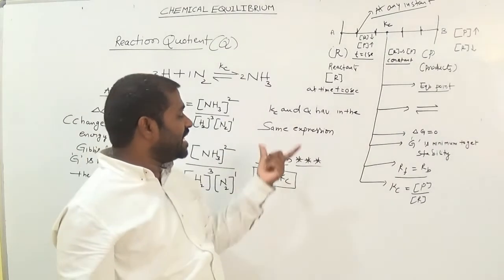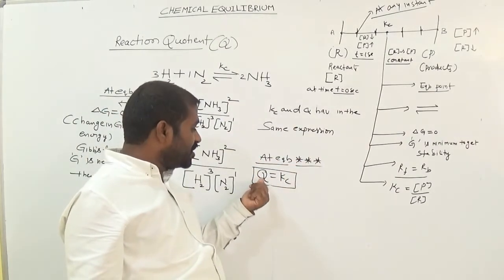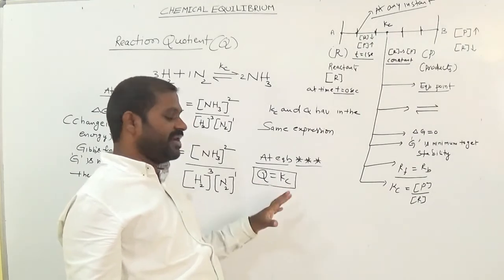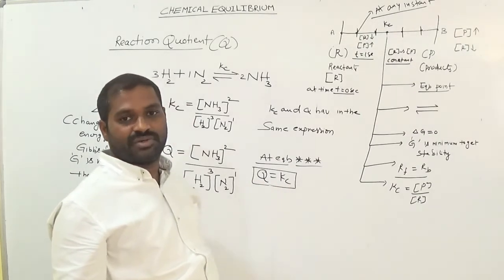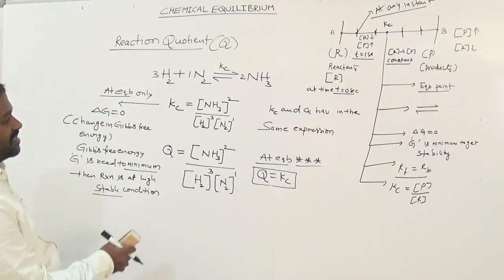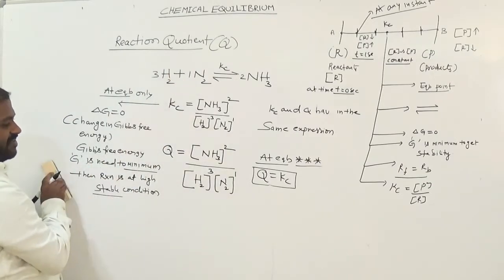Exactly at equilibrium, what happened? Q becomes Kc. Otherwise, Q does not equal Kc. Remember it. That is called the reaction quotient. Very, very important.